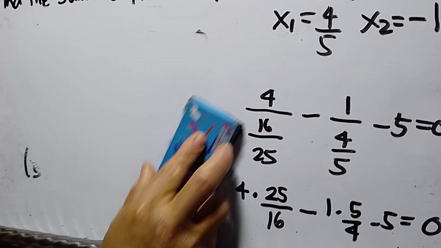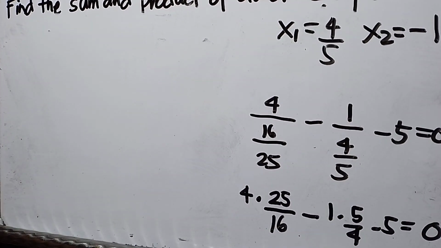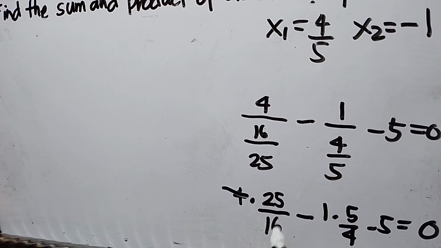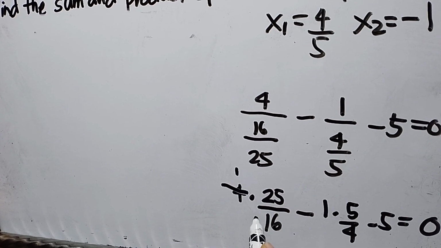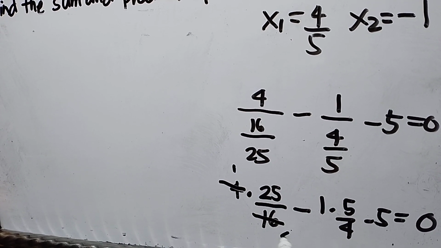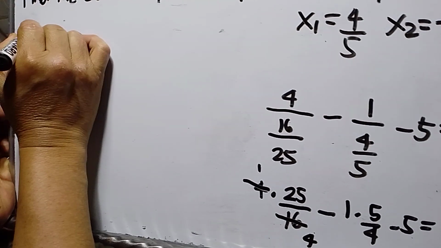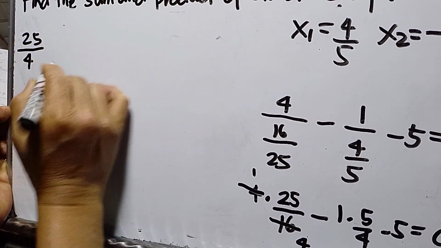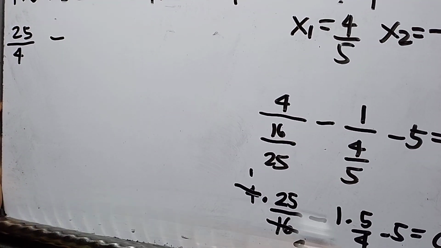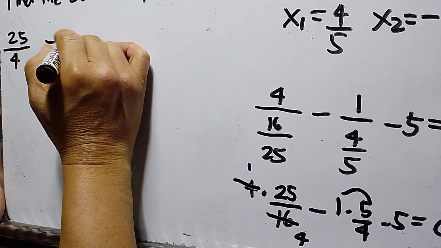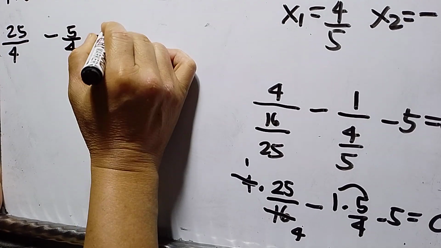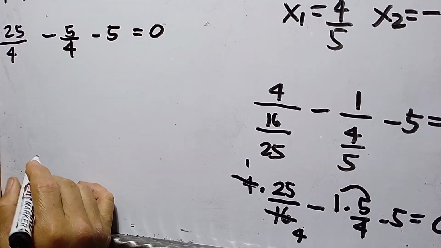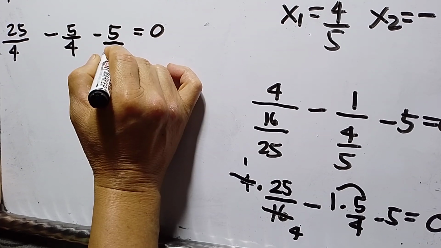Then I need to simplify. So this will be crossed out, divide by 4, 1. This is divide by 4, 4. So I have here 25 over 4. Then minus. So just multiply 1 times 5 is 5 over 4. Then minus 5 is equal to 0. Then I put 1 in here.